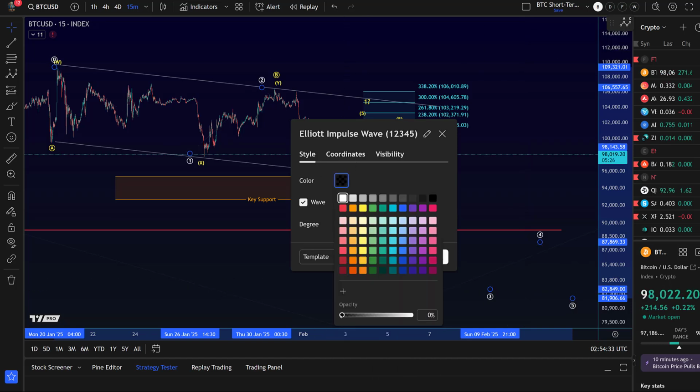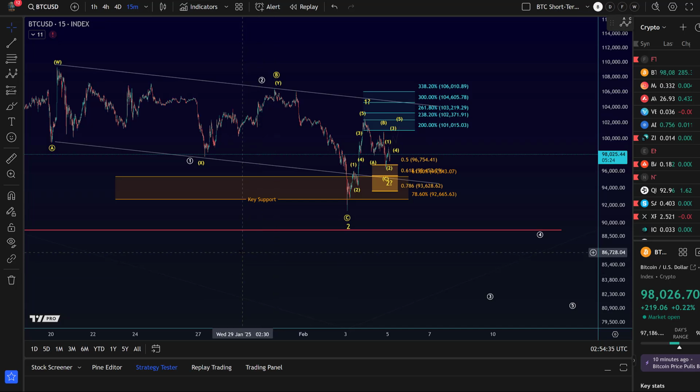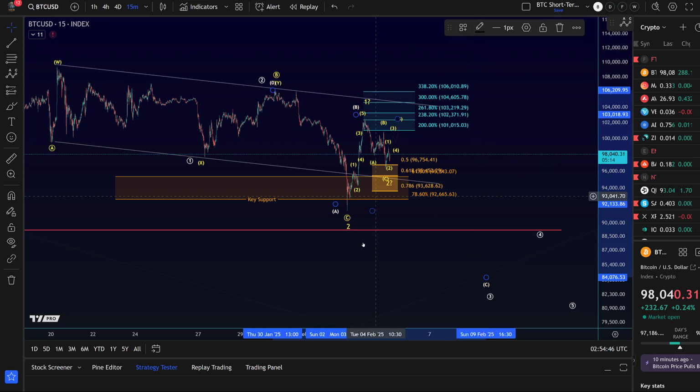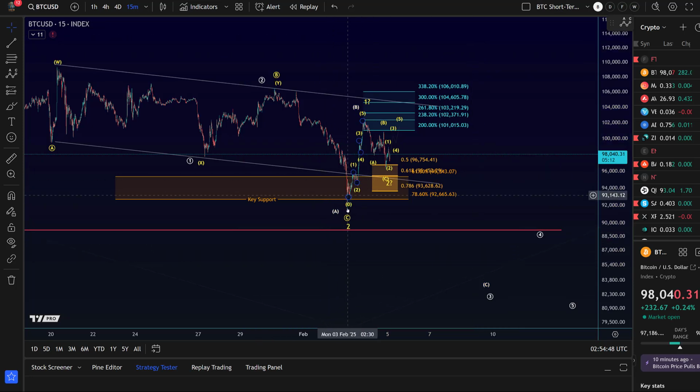It would have to be like that. The problem with this count, which is also why I prefer the yellow count, is first of all, it's a diagonal. So again, it's not really giving us some clarity. The other problem is that this move up has potentially 5 waves. It's also quite high. It would have to be a B wave in wave 3, but the decline is not impulsive. So I'm overall leaning towards the yellow scenario.